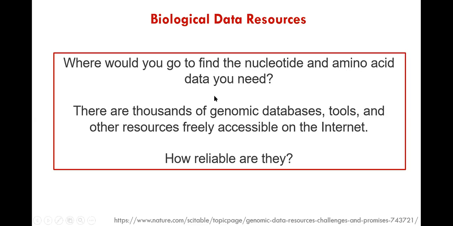And there are many databases available. It's not like one Bible or phone directory where you search for everything. There are thousands of genomic and biological databases, tools, and resources that are publicly and freely accessible on the internet. So the question is, I want to know this nucleotide information. There are tons and tons of databases. Where should I go? Which should I go to? You will have that question. And then, how reliable are they? For each database or tool I'm using, how confident am I that it's going to give the right information for me? These are the fundamental questions you ask for generating data, searching the data, and analyzing the data.